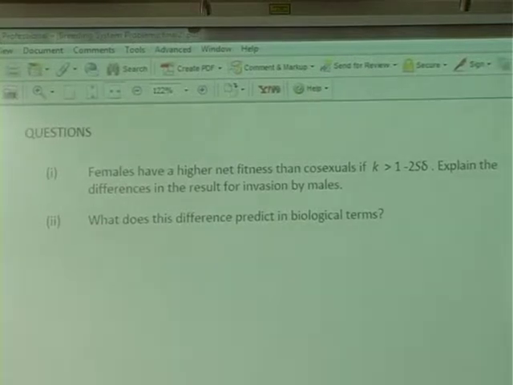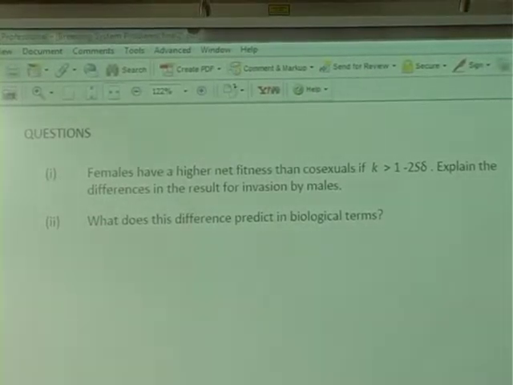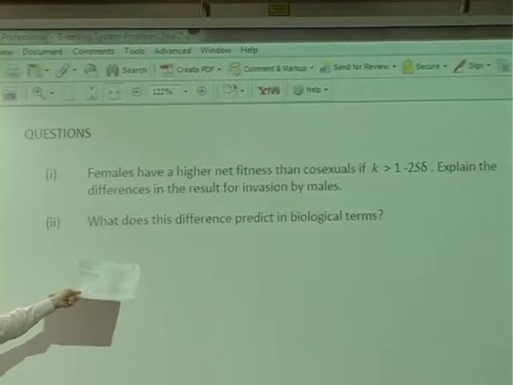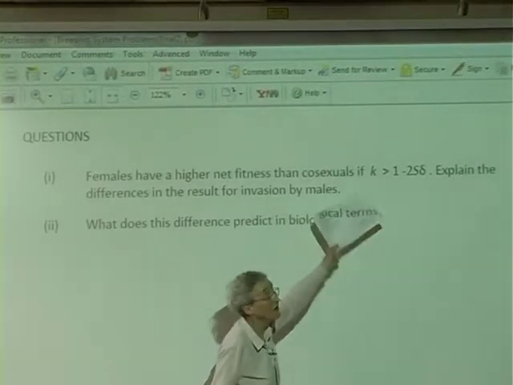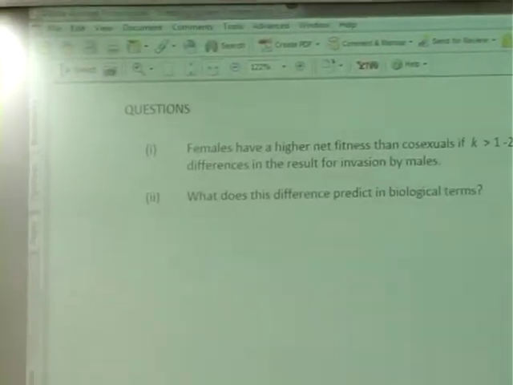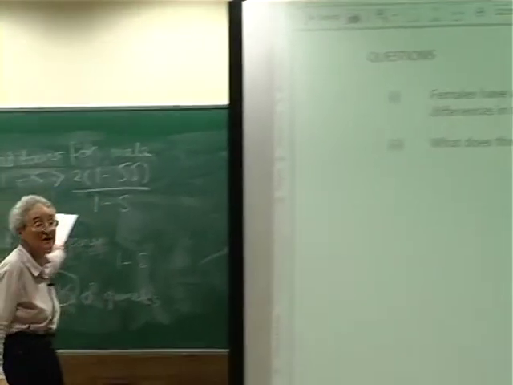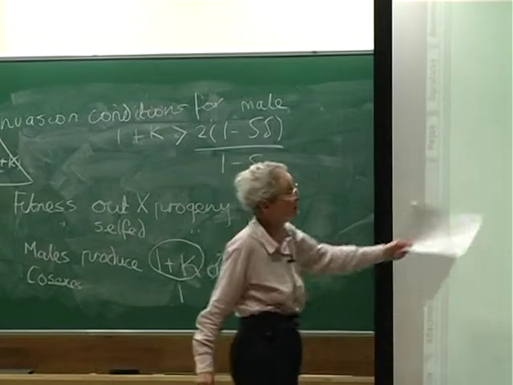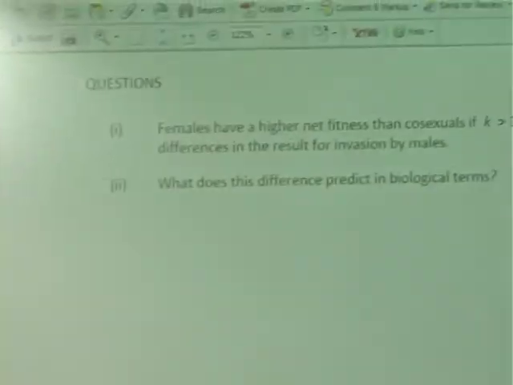Yeah? This is little k here. For females. This is the condition for females. We should have called them something different, like A and B, but we call them big K and little k. Big K was the one we just derived for males, but I'm saying it's a different condition for females, and that's the one.